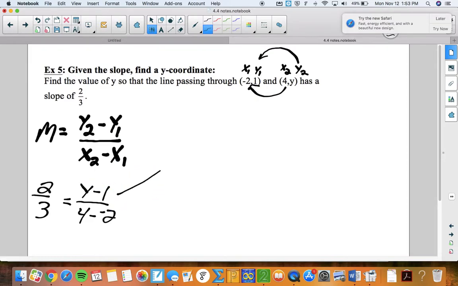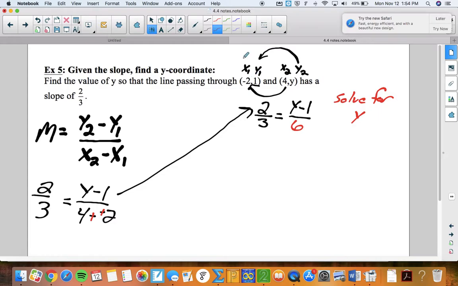I'm going to put my work over here. So 2/3 equals, let's just bring my left side along, y minus 1. I can't simplify that, folks. Those aren't like terms. I can't combine them. On the bottom, I would call that 6, though. 4 minus negative 2 is the same as 6. So now, folks, we are going to solve for y. Solve for that missing value.